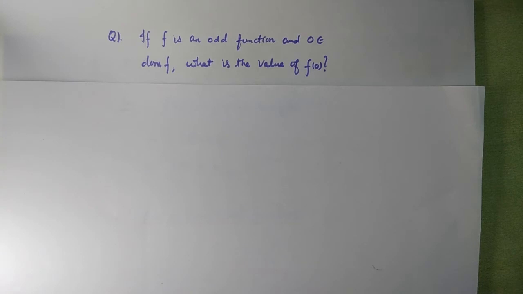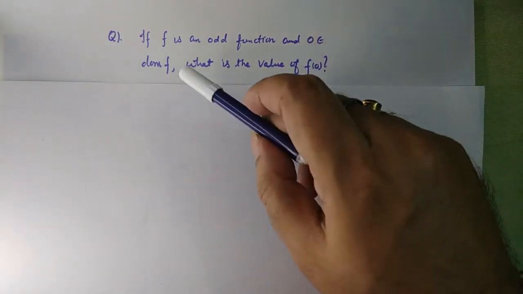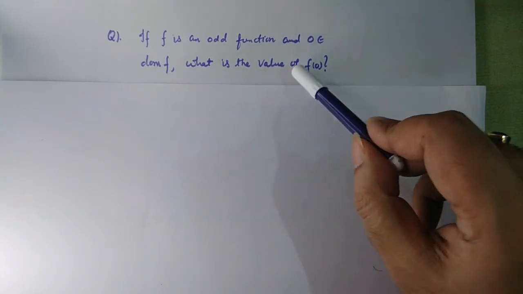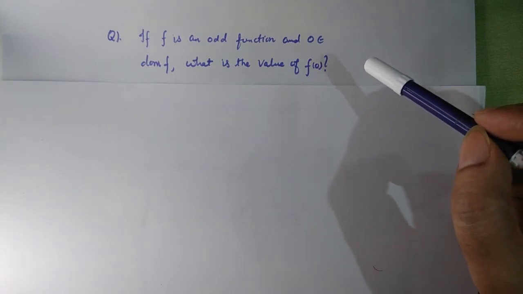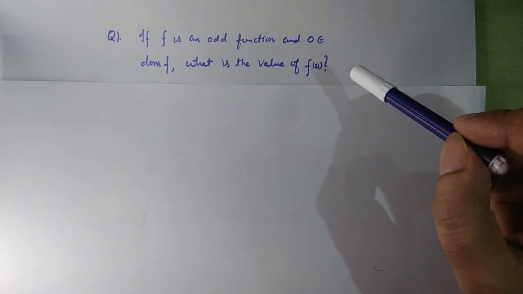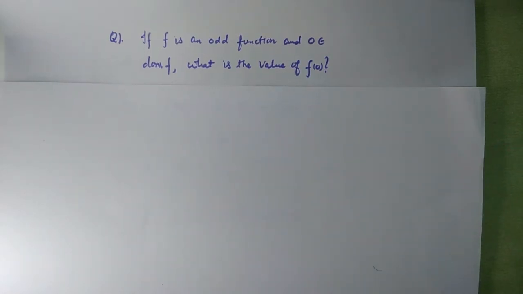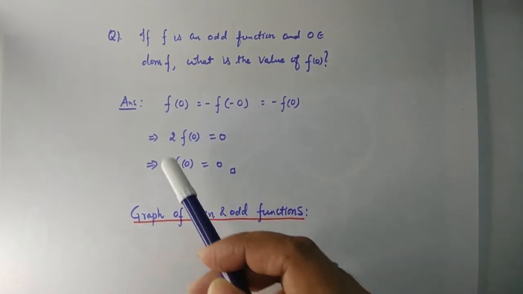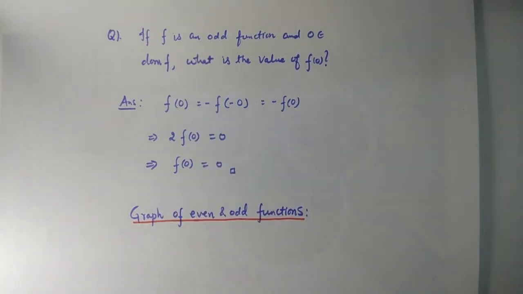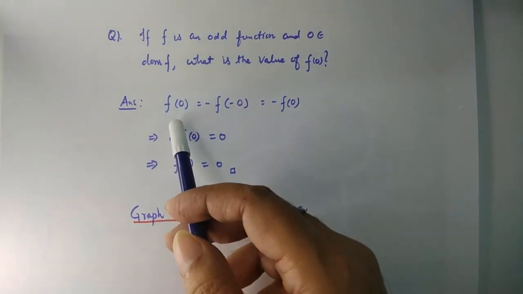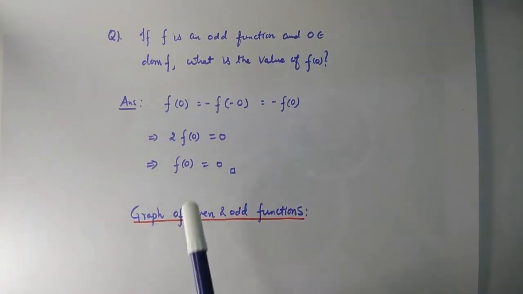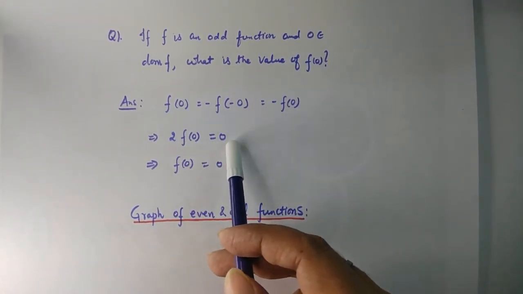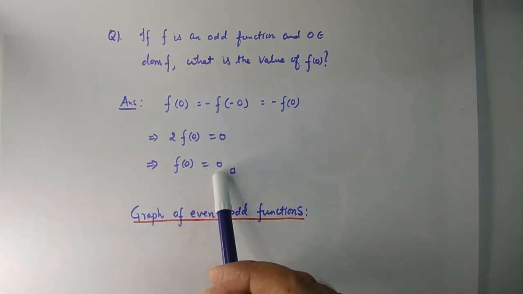If f is an odd function and say 0 belongs to the domain of f, then what is the value of f of 0? If you wish to give it a shot, you may pause the video for some time and try to solve it yourself. The solution is as follows. Since f is given to be an odd function and 0 belongs to the domain of f, therefore from condition 2 it follows immediately that f of 0 is equal to minus of f of 0, which means 2 times f of 0 is equal to 0 and hence f of 0 is equal to 0.